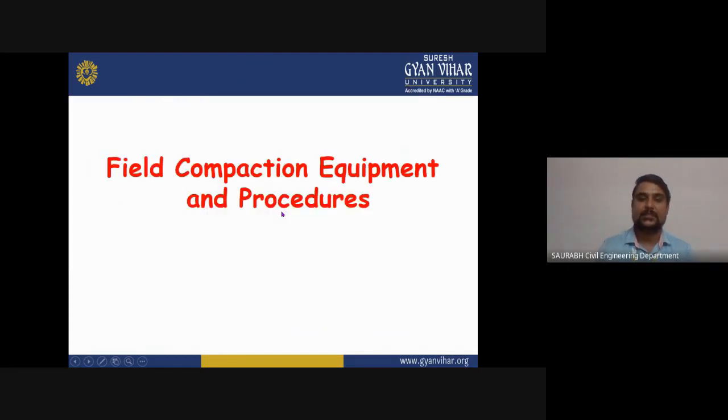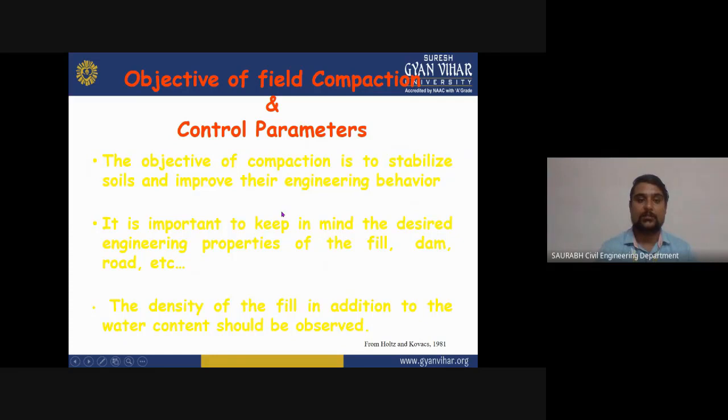Now we will see the field compaction equipment and procedure, and also some objectives of field compaction and control parameters. The objective of compaction is to stabilize soil and improve its engineering behavior. As you can see here, keep in mind the desired engineering properties and the field, dam, road. The density of the field in addition to the water content should be observed. So these are the objectives which we have to take care of during the compaction of this kind of soil.